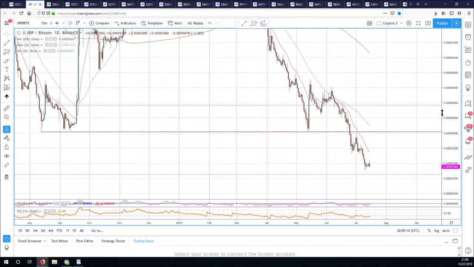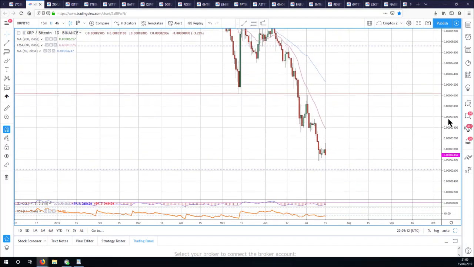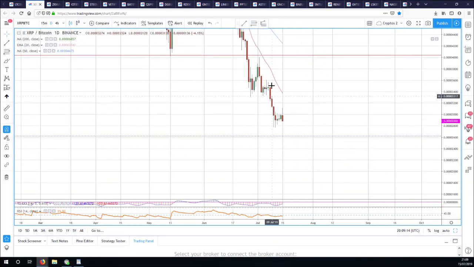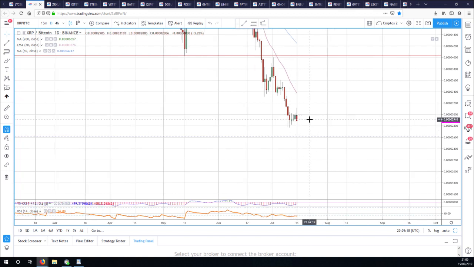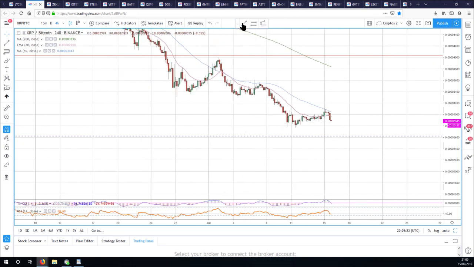Now, if we look at this and we zoom in, you know, this has got the look of a bear flag, sharp drop, sideways consolidation, and now this nasty bearish reversal again. If we look at it, it's on a 4-hour, here's our flag.